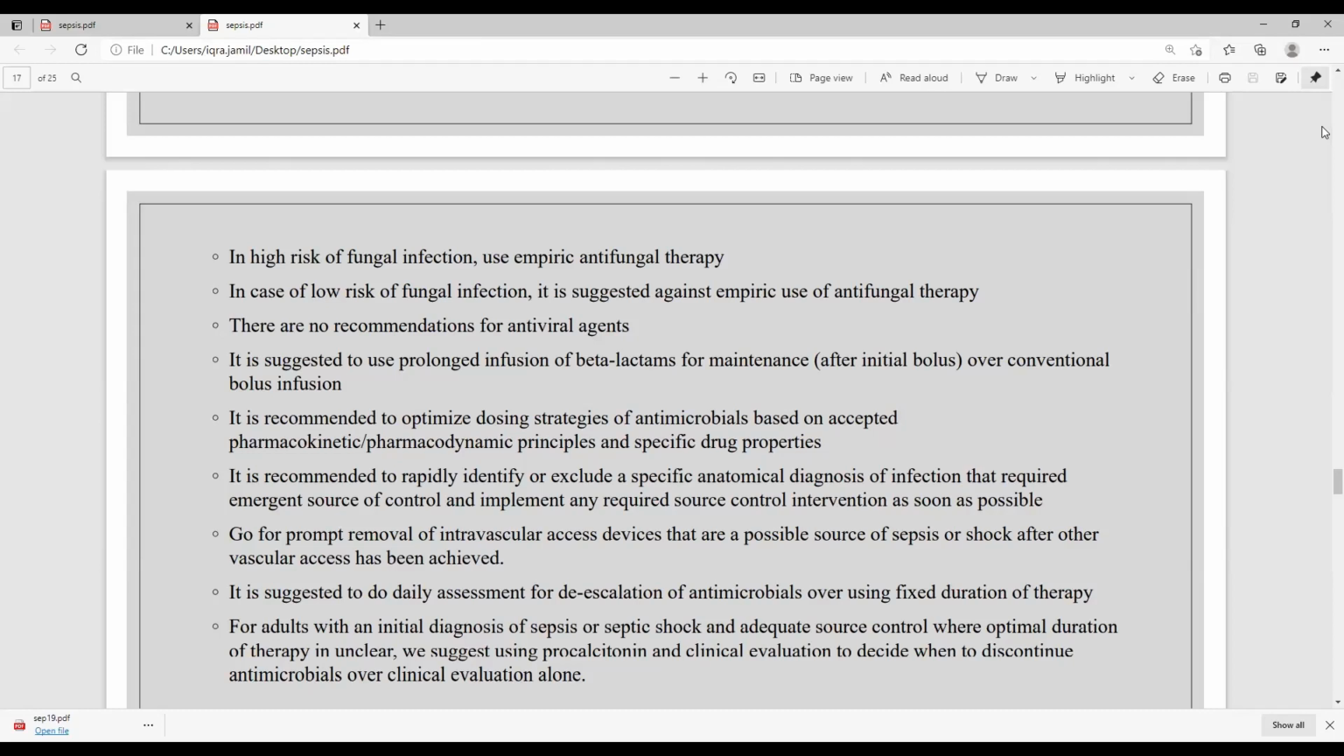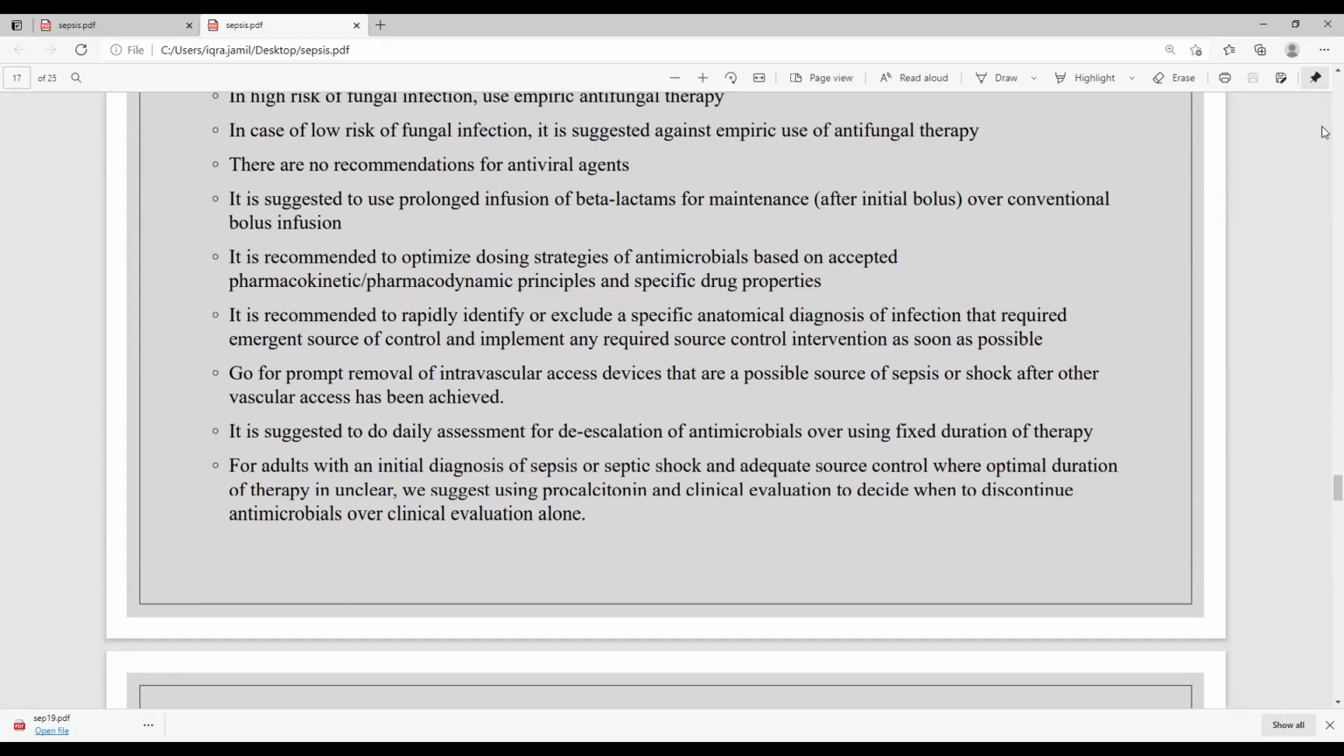Source control should be done in 6 to 12 hours. It should not be delayed. It is suggested to do daily assessment for de-escalation of antimicrobials over using a fixed duration of therapy. It is a very important point because we are using antibiotics very carelessly in all the countries, not in our hospital, in Shifa even. Daily assessment for de-escalation is very important rather than giving antibiotics in a fixed duration.